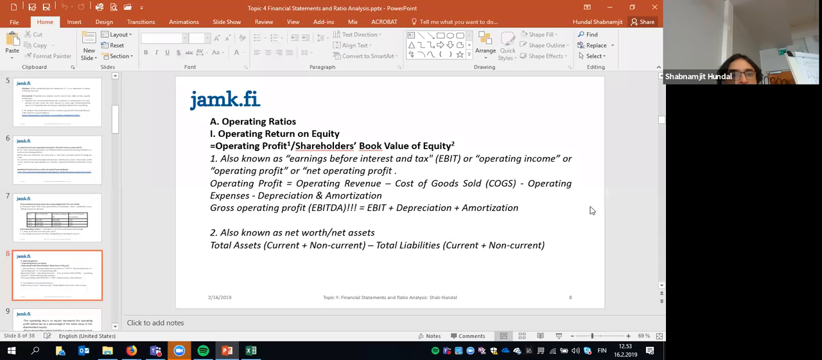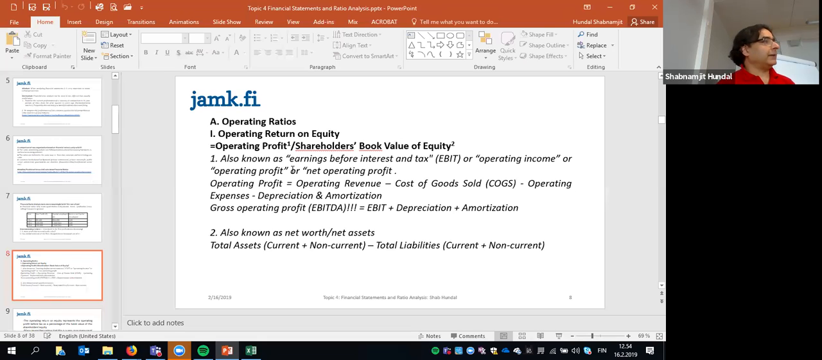The first ratio we shall discuss is called operating ratio. The operating ratio is equal to operating profit, and we divide the operating profit by the shareholders' book value of equity. Operating profit divided by the shareholders' book value of equity.